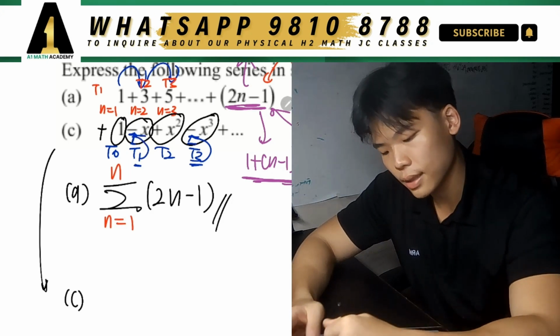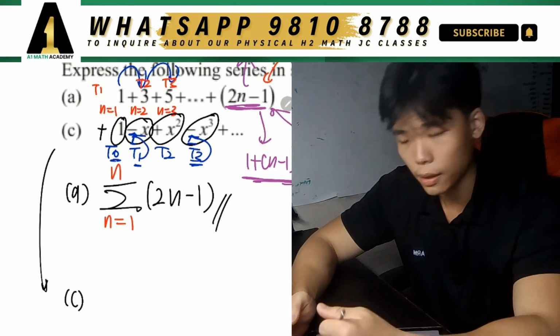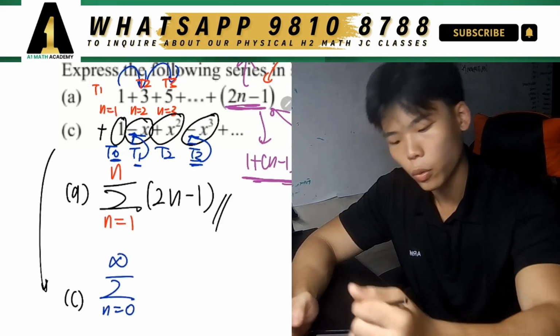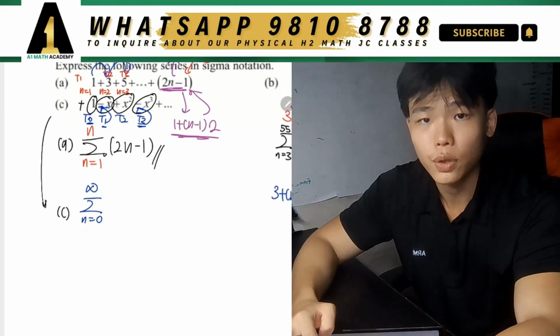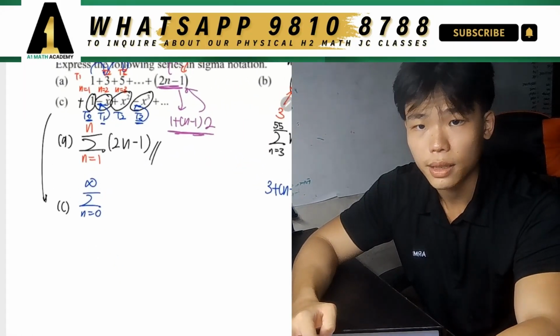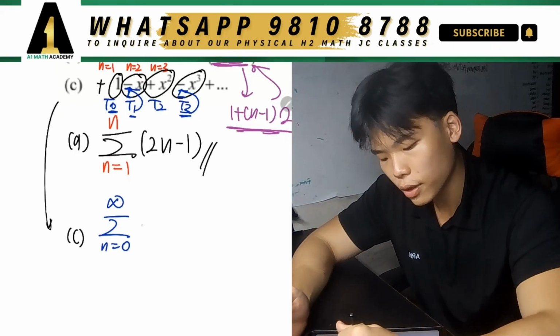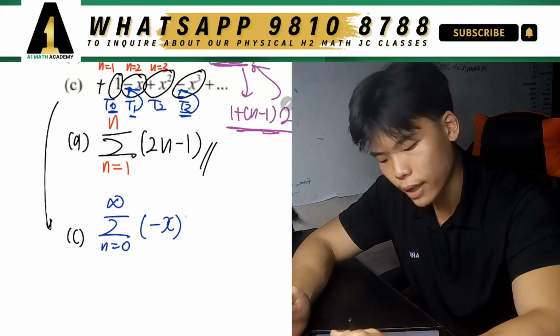And if this starts from T0 and it goes all the way up until infinity, we could technically say that this starts from 0 and it goes all the way up until infinity, right? So it's completely fine to just write the infinite symbol over there. And then, of course, what is our general term? So our general term is actually negative x raised to the power of n.